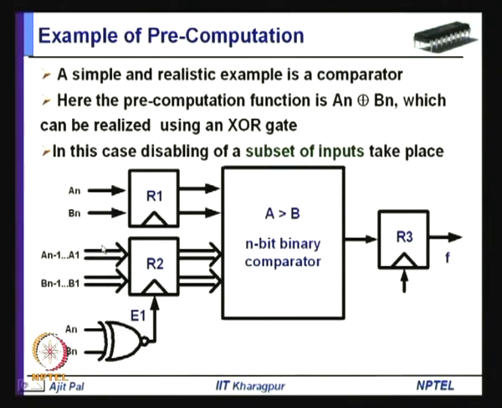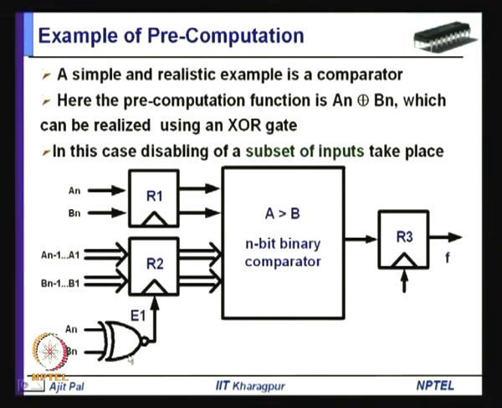In all other situations, that means, when a n is equal to 1 and b n is equal to 0, or b n is equal to 1 and a n is equal to 0, then you can prevent these bits from being applied to this n bit binary comparator. So, this is what is done with the help of this simple hardware.